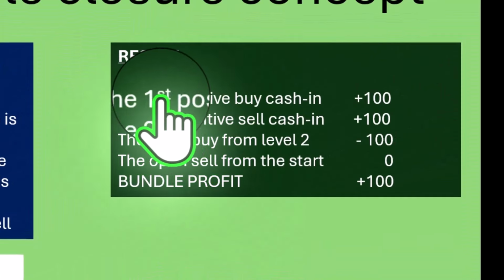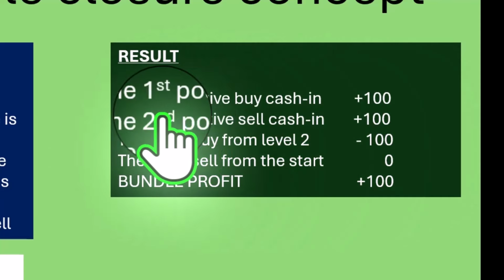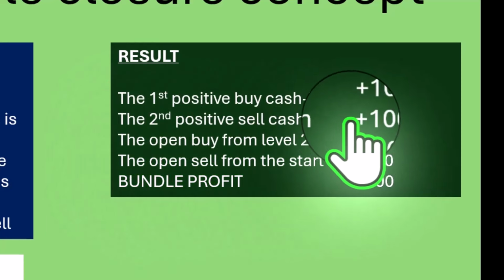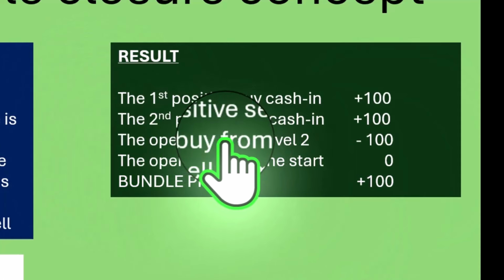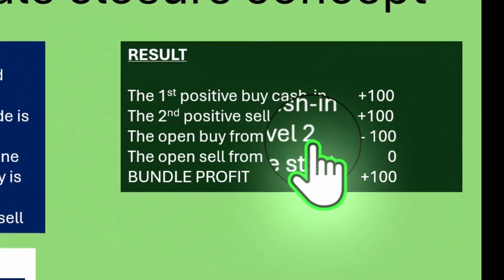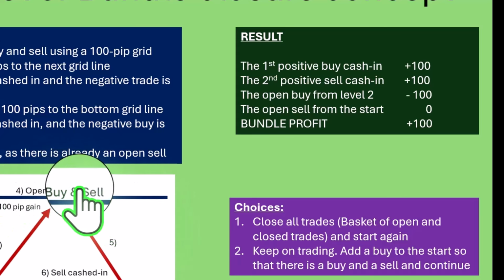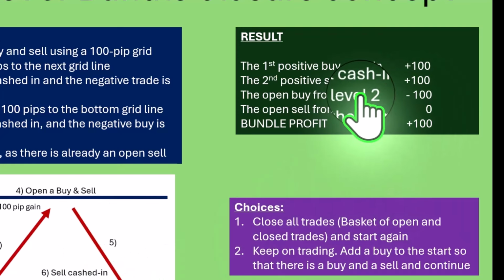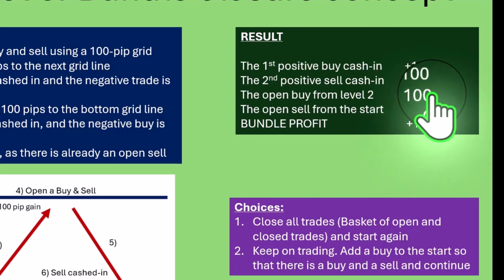Let's summarize what has happened in that price action. Firstly, you've cashed in one positive buy transaction for a 100 pip gain. You've then cashed in a sell transaction for a 100 pip gain, so that's money in the bank. Then you have one open buy at level 2. The buy that you opened there is still open, but the price is down here, so it is running at a 100 pip loss.